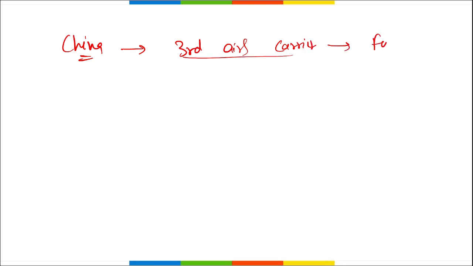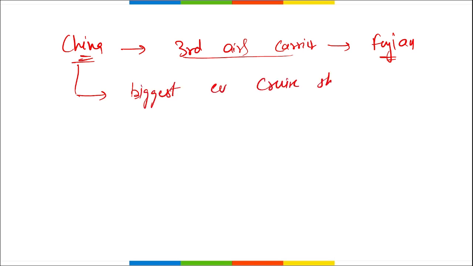Alright, next. Then remember, China has recently launched their third aircraft carrier. What is the name of this third aircraft carrier? It is Fujian. Fujian is the third aircraft carrier that was launched by China, and China also launched the biggest electric vehicle cruise ship. Biggest electric vehicle cruise ship.